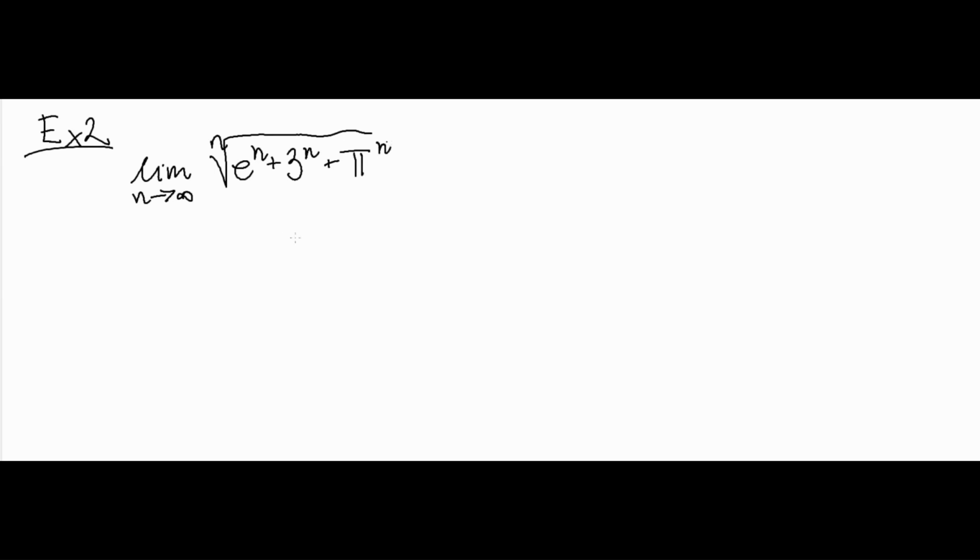Now I'm going to start solving the second exercise. You have the limit of the n-th root of e to the power of n plus 3 to the power of n plus pi to the power of n. Now I'm just going to rewrite this, and find a sequence that is bigger than the one in the middle. You can see that pi to the power of n is the biggest number amongst those three, so I'm just going to rewrite it 3 times as the bigger equation.